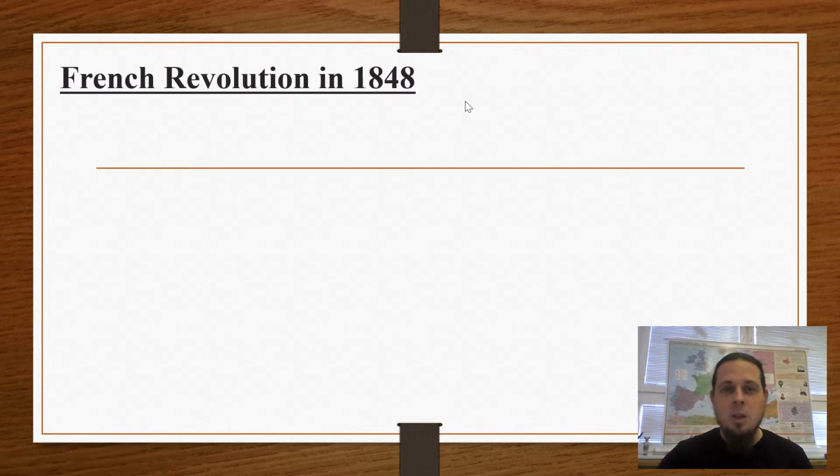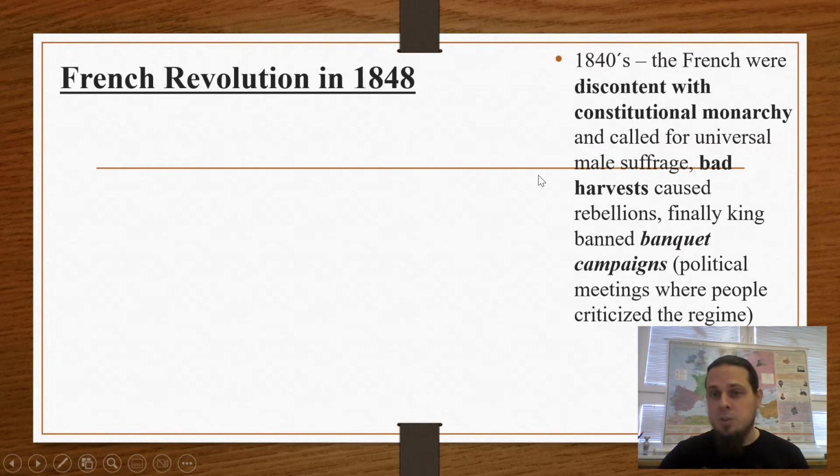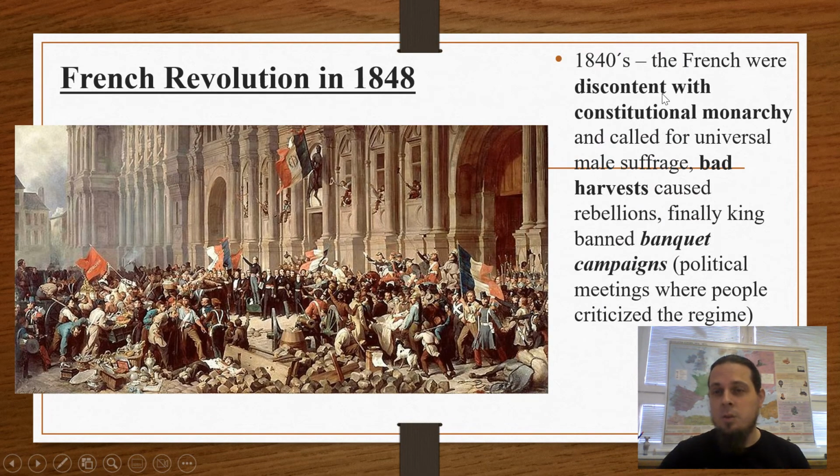Another revolution is this 1848, and the effect was dramatic. Of course, these are the reasons for what was happening in France. Despite the constitutional monarchy being kind of a progress, it was not enough. The French had already been infected by these revolutionary ideas of equality, of enlightenment, of Bonapartism and republicanism. So of course there was still discontent with the constitutional monarchy, and they started to call for universal suffrage for males, so it means for men.